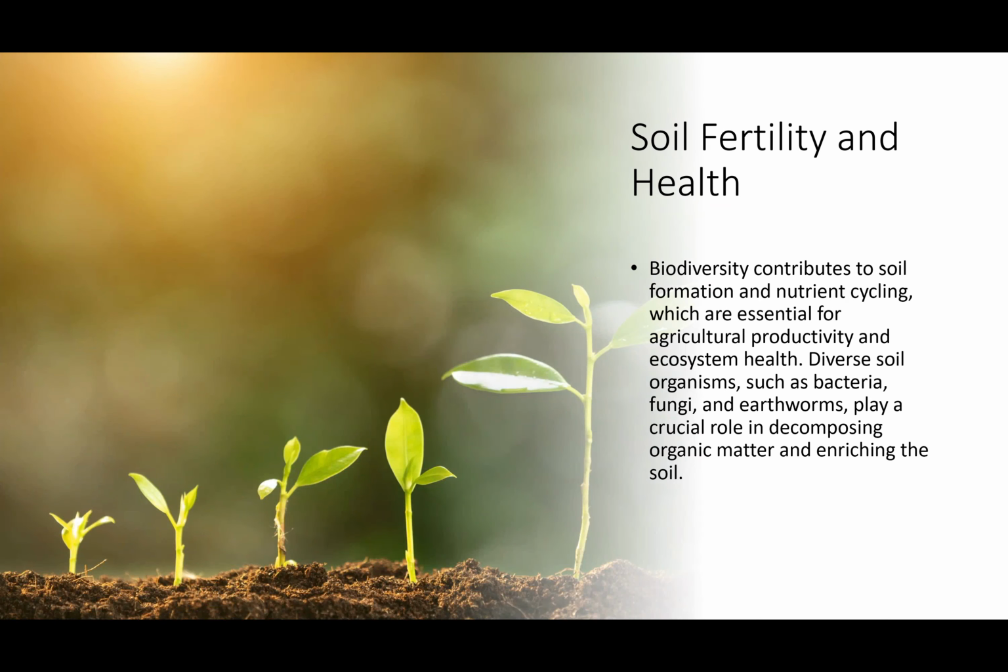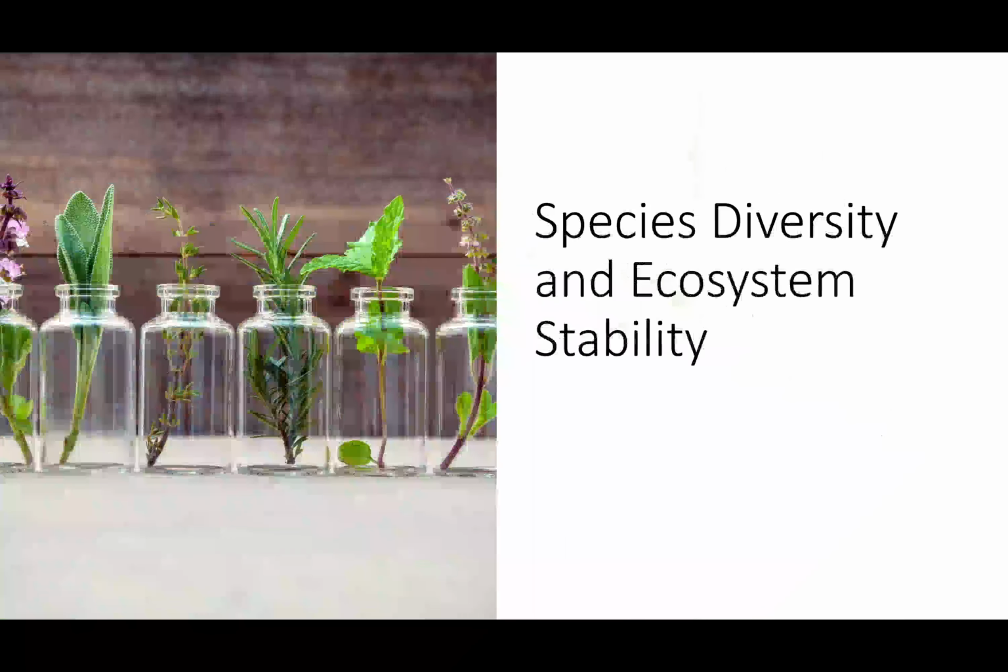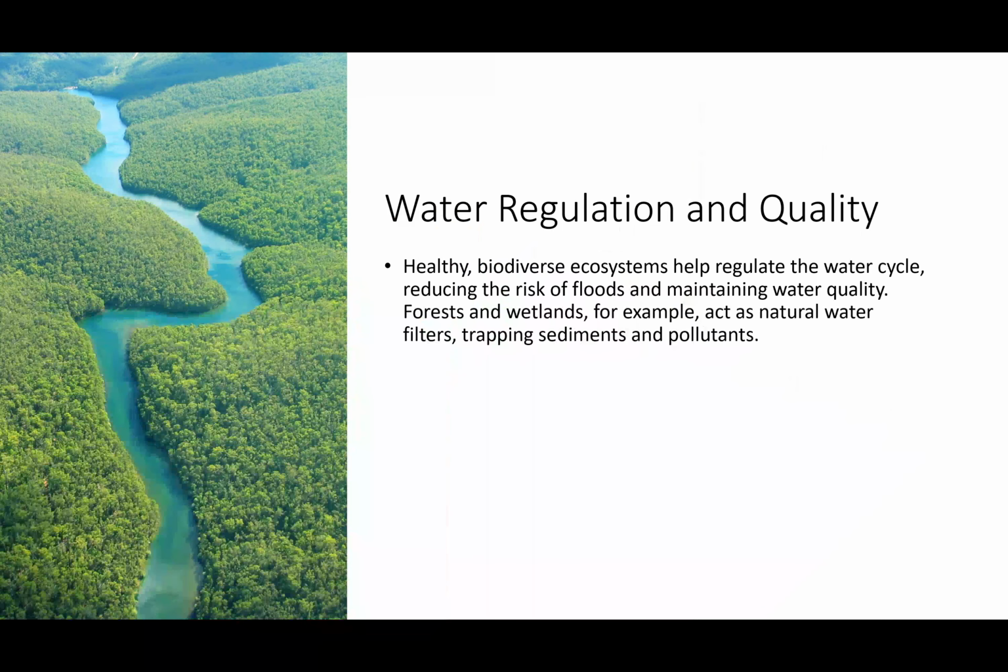So diversity contributes to soil formation and nutrient cycling. So there's more nutrient cycling, right? We have diverse soil organisms such as bacteria, fungi, and earthworms that play a crucial role in decomposing organic matter and enriching the soil. That's one there. And we also have water regulation and quality as one general thing. So biodiverse systems help to regulate the water cycle, reducing the risk of floods and maintaining water quality. All right?